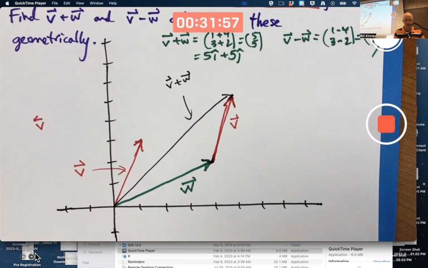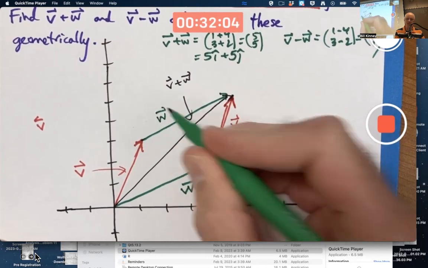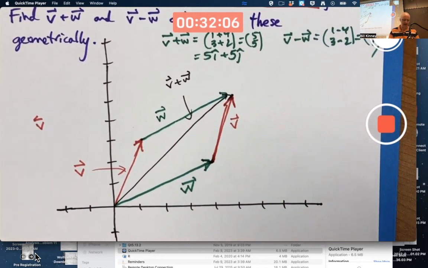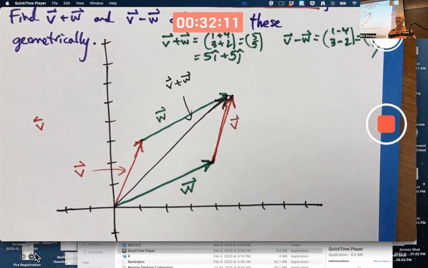There's also something called the parallelogram law. You can also translate w to being up here, to create a parallelogram. And v plus w, yes, is the diagonal of the parallelogram.